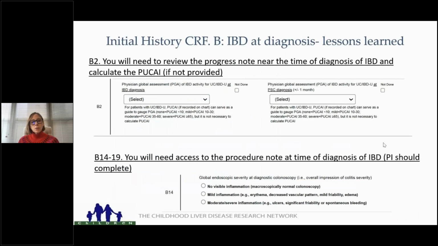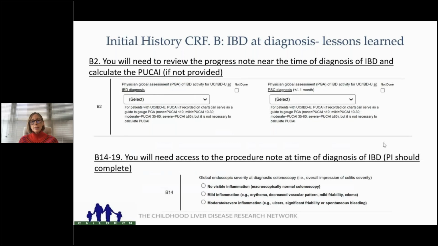So this is just an example of that IBD at diagnosis within the initial history CRF, that it does ask for a physician global assessment at the time of IBD activity. In order to really accurately assess that, you have to go in and try and find the PUCAI score or significant description from the physician that was seeing the child at the time of diagnosis.